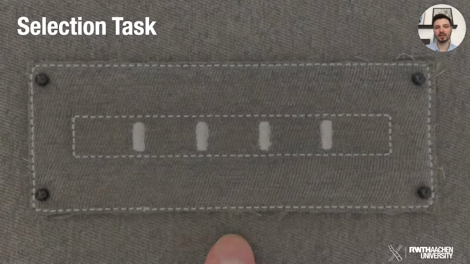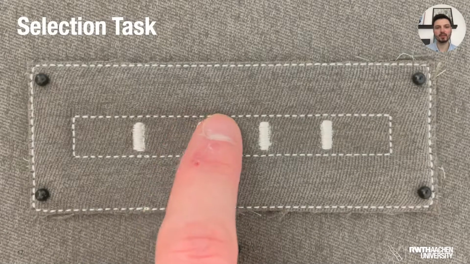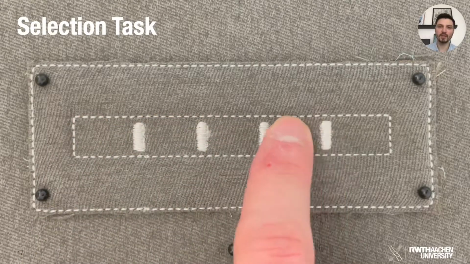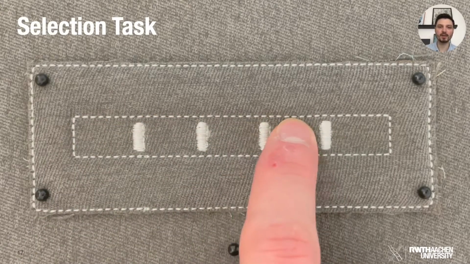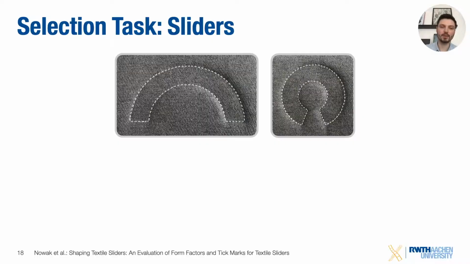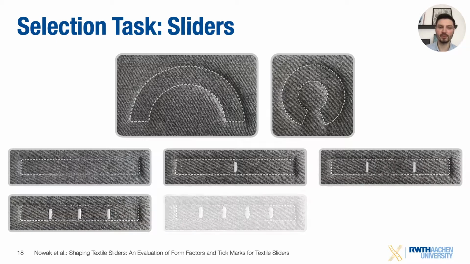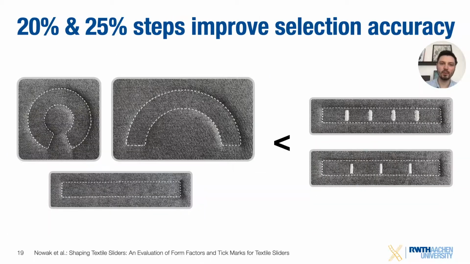For the selection task, the participants were asked to set a certain percentage value on the slider. They moved from a homing position underneath the slider to the slider and did the selection. Next to the two curved sliders, we used rectangle sliders with a varying amount of tick marks. We used a blank slider as baseline and sliders with tick marks that represent 50, 33, 25, 20 and 10% steps.